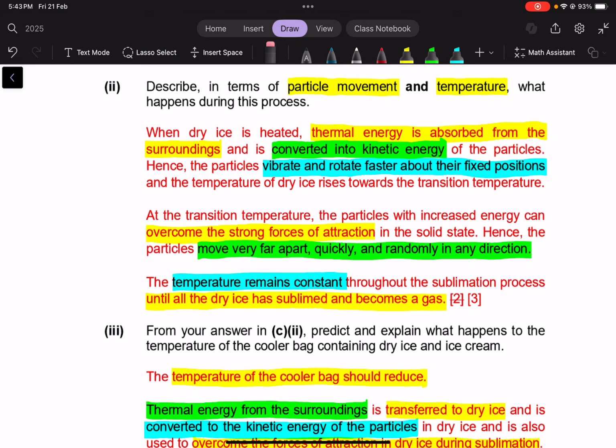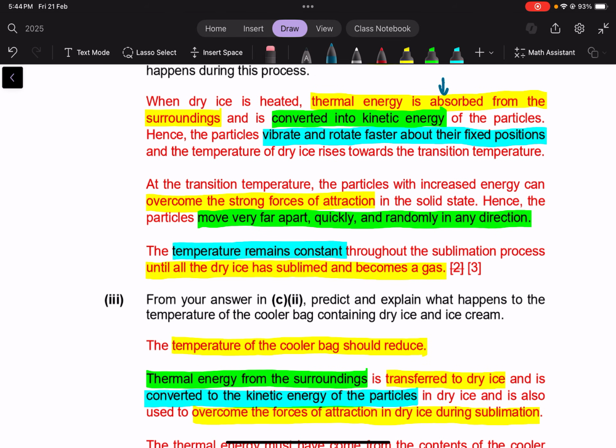So first thing, always mention that thermal energy is absorbed or released. Look at it in terms of energy first. Is there energy gain or energy loss? Then after that, explain that thermal energy is being converted into kinetic energy. If it cools down, the kinetic energy is lost from the particles, but if the particles are being heated, they gain kinetic energy. After that, link to the movement of the particles. With this increase or decrease in KE, what happens to the motion of the particles?